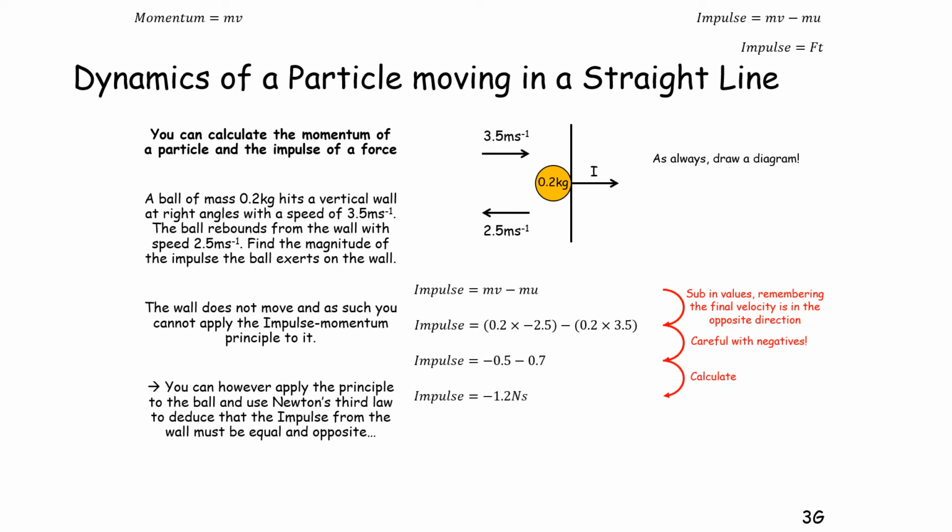So if you work that out, it gives you minus 1.2 Newton second, and we know the impulse could go either way, and impulse is always written as a positive, so impulse is 1.2 Newton second.